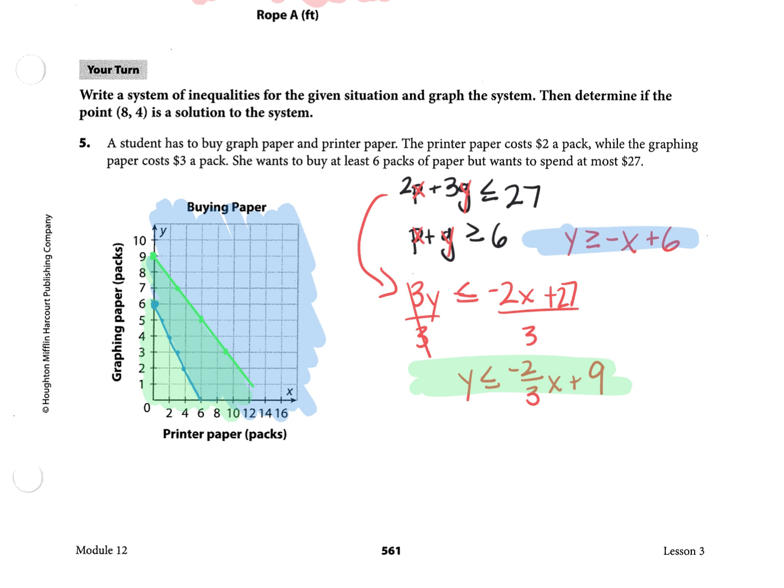And then we have to check if 8,4 is a solution. It appears very close to that green line, so I'm going to plug in the points just to verify. If it is on the green line, then it is a solution, and if it is not, then it is not a solution. So we're going to plug the 4 into the y value and the 8 into the x value. So 2 times 8 is 16, so that is negative 16 over 3 plus 9. Negative 16 over 3 comes out to negative 5.3 repeating.